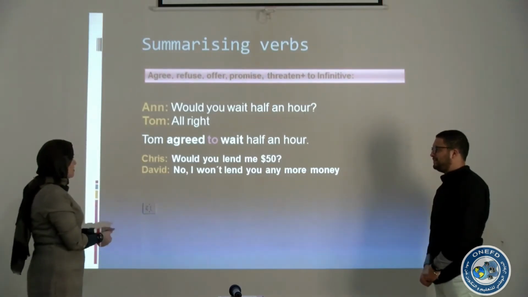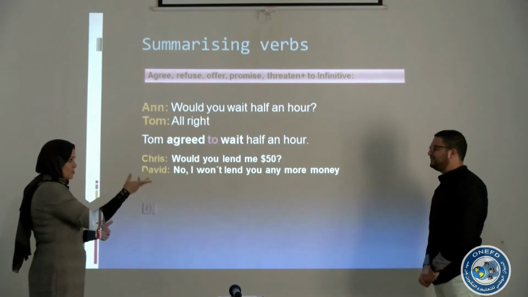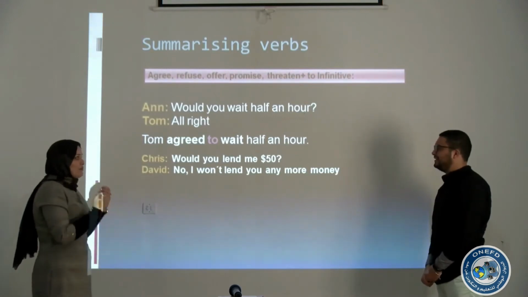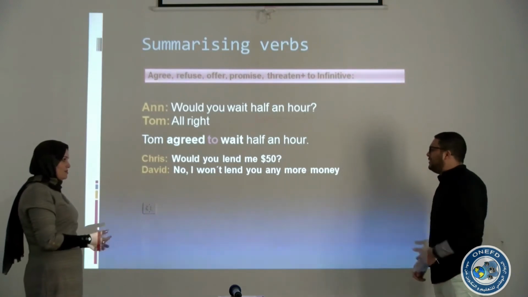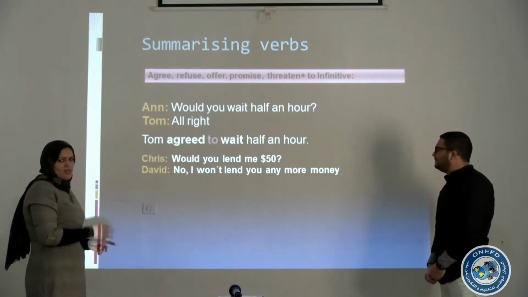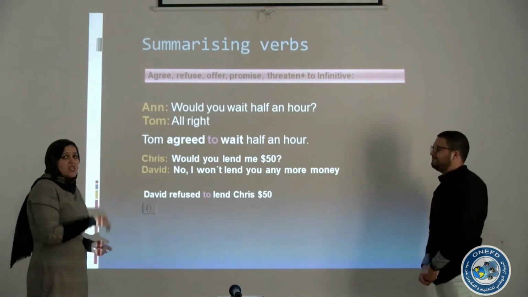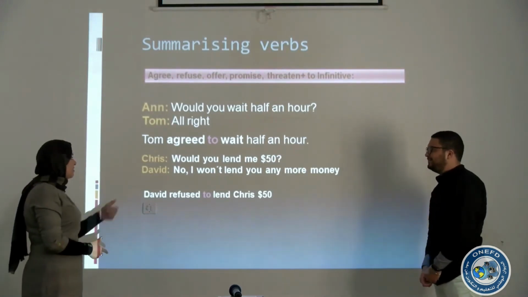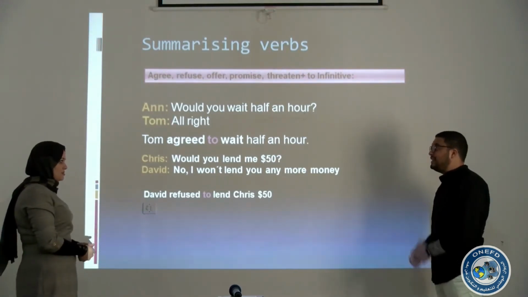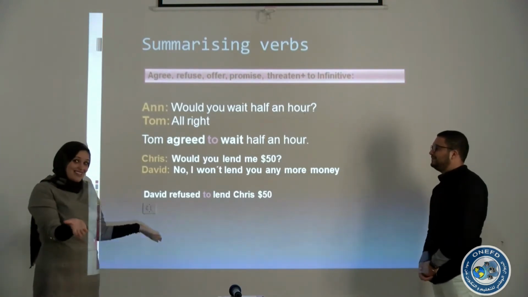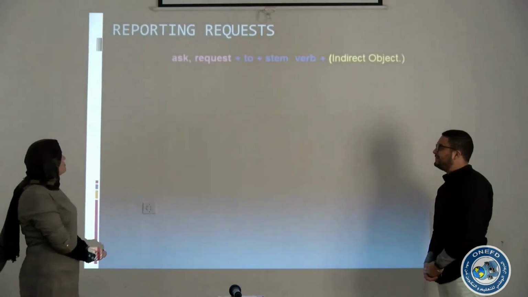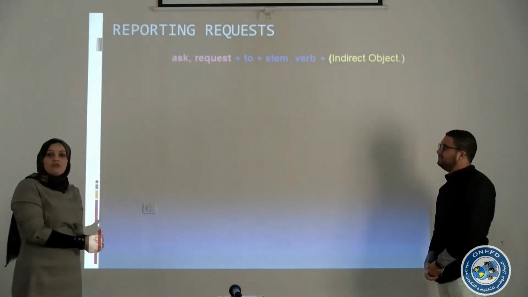Second one, Chris and David. I'm Chris and you are David. Would you lend me $50, please? No, I won't lend you any more money. He said no, it means he refused. So David refused to lend Chris $50. We summarize it, as simple as that.